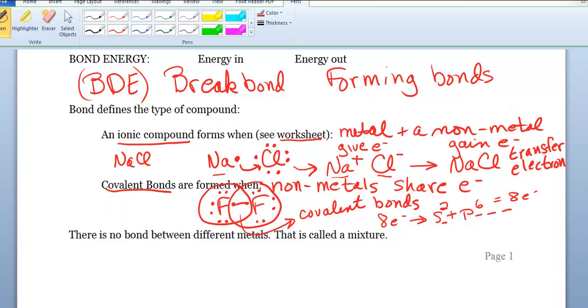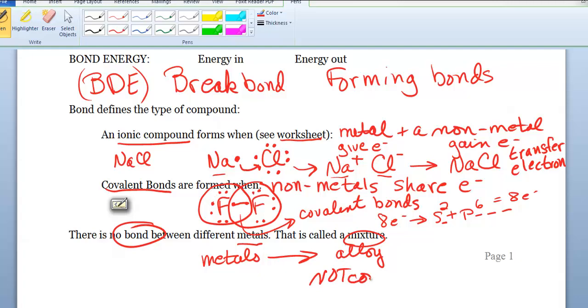So there is no bond whatsoever between metals. If we mix metals, we get a mixture, and we call that mixture an alloy, okay? So we never talk about metals making a compound. Metals make alloys and not compounds. It is possible to have nonmetals share electrons and form a compound, but metals don't do that same thing.